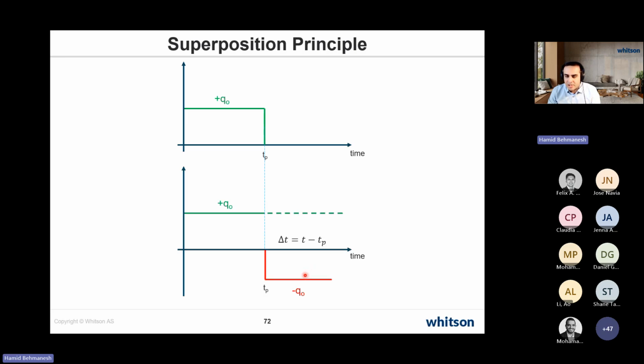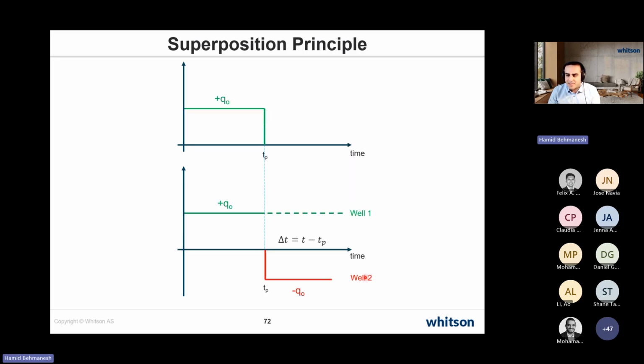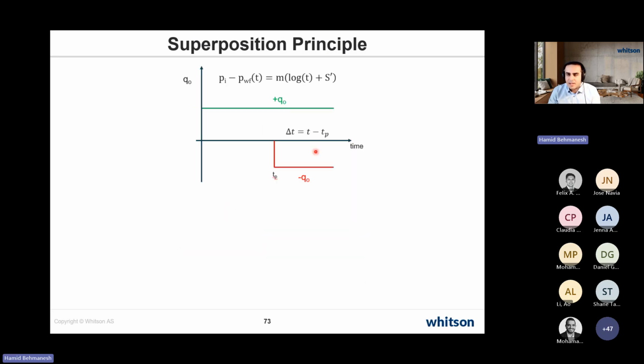So let's apply that equation to this configuration. This is my well, this is well 1, well 2. I'm going to apply that equation for both of these wells, right? This is my equation, m log of t plus s prime. For the top well, this is delta p for plus q, is m log of t plus delta t. This is the producing time. Now it had been producing on production TP plus all these delta T over here, plus s prime.